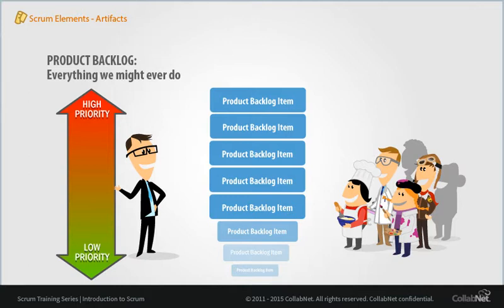A well-formed product backlog does not contain tasks, only well-formed product backlog items, or PBIs, which might be written in user story form or maybe use case scenarios.